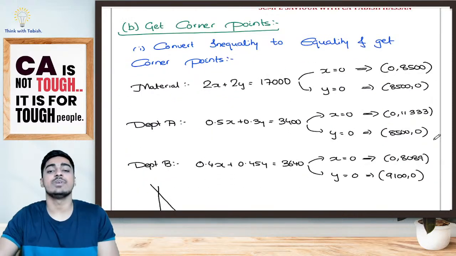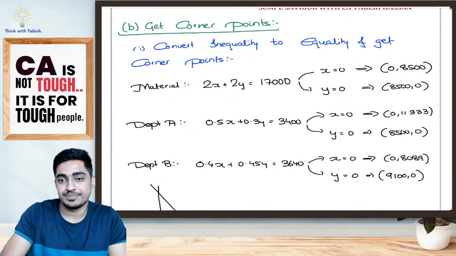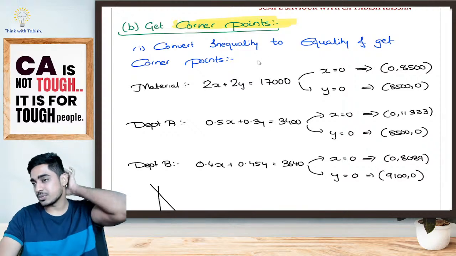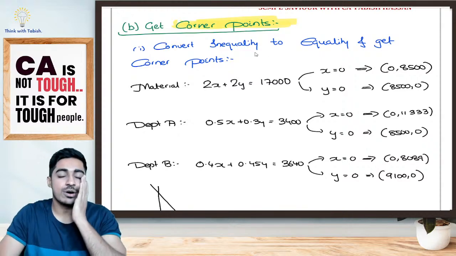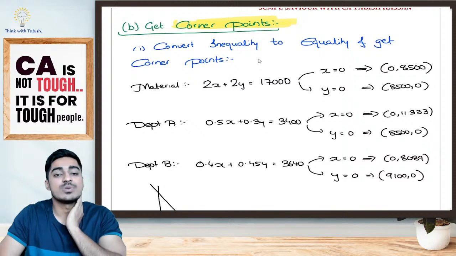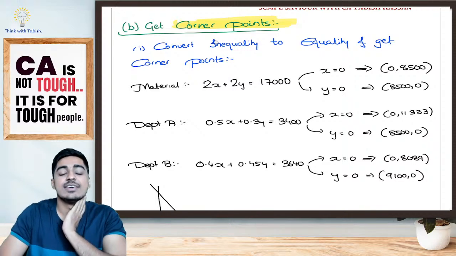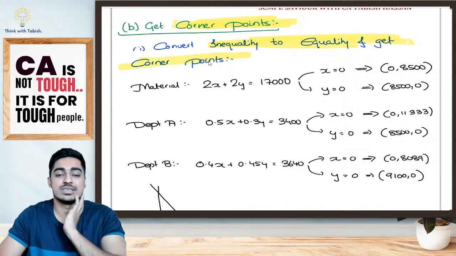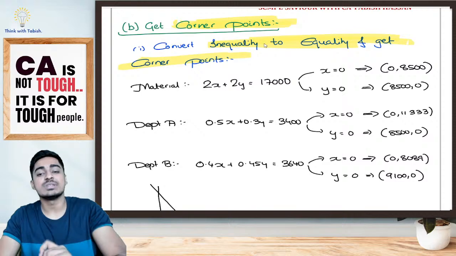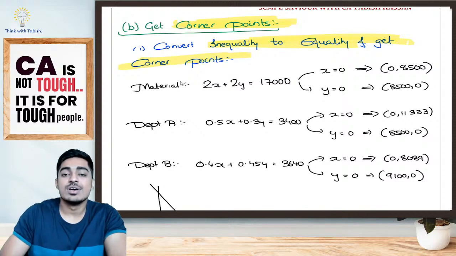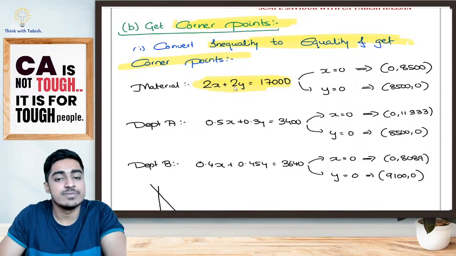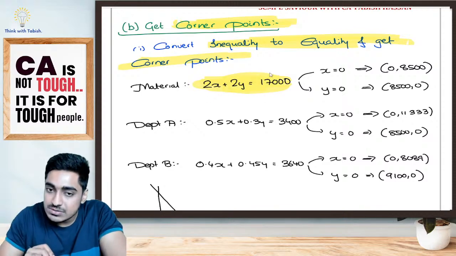Now, based on it, we need to calculate the corner points. How do we calculate the corner points, students? If you remember, we would have done all of this mostly in our foundation or +1, +2. The first way is we convert the inequality into equality and get the corner points. We put X as 0, what happens? Y as 0, what happens? Suppose the first constraint we have is 2X plus 2Y less than or equal to 17,000. We say 2X plus 2Y is equal to 17,000.